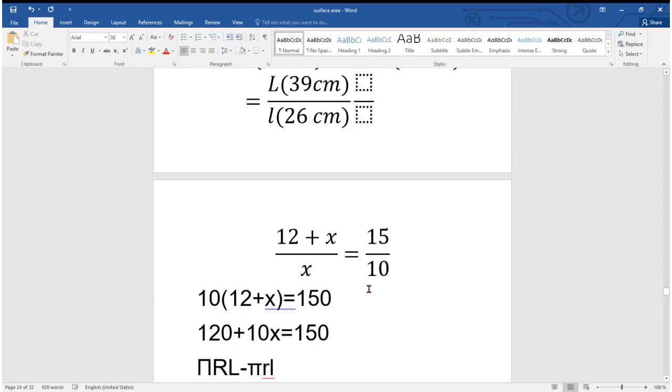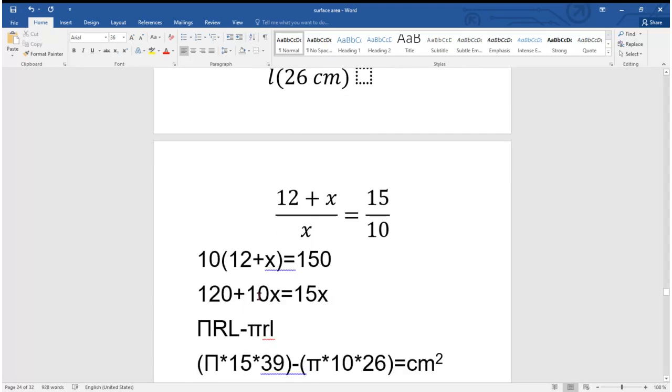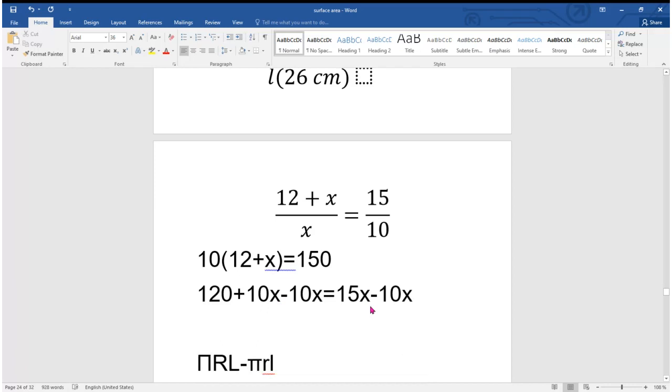So yes, you take this x here, so you say minus 10x. Come here, you say minus 10x. So you have 120 is equal to 5x. Then you get x is equal to 120 divided by 5, which I think is equal to 24. So x is equal to 24 centimeters.